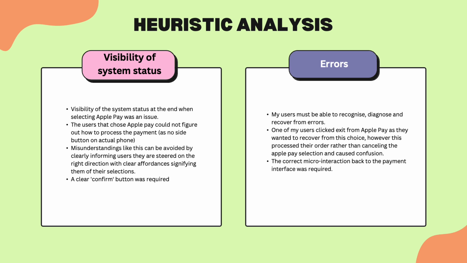For my heuristic analysis, visibility of the system status at the end when selecting Apple Pay was an issue. The users that chose Apple Pay could not figure out how to process the payment, as there was no side button on the actual phone. Misunderstandings like this can be avoided by clearly informing users that they are steered in the right direction, with clear affordances signifying their selections. A clear confirm button was required.